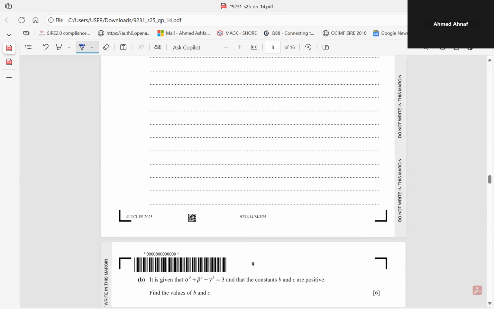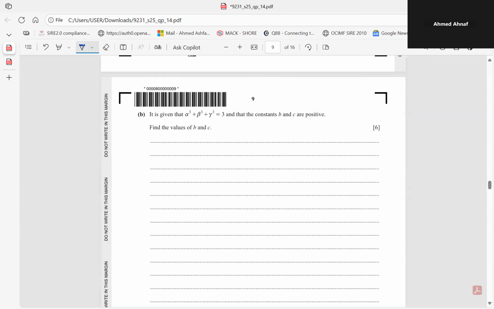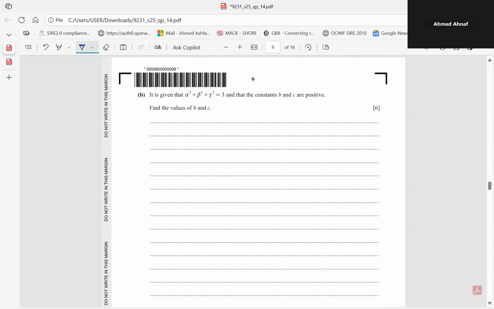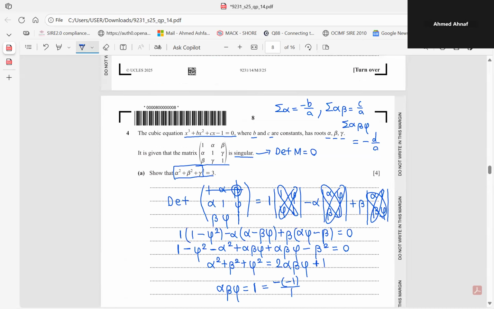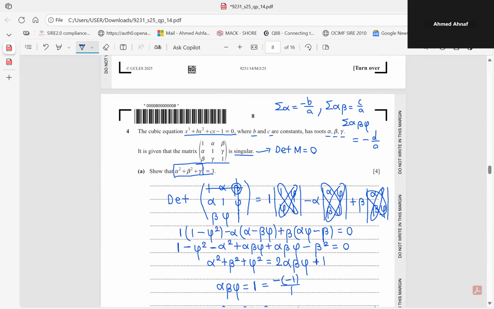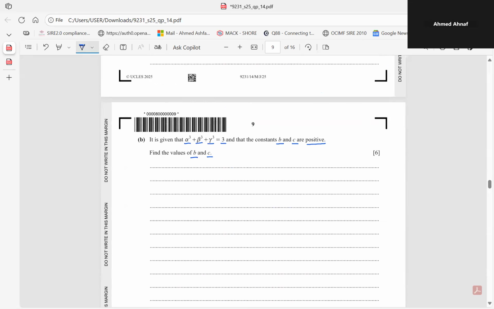Let's head on to the next part. Okay, so we're now told that alpha cubed plus beta cubed plus gamma cubed equals 3, and the constants b and c are positive. And we're supposed to find the values of b and c. To do this question, let's form equations in terms of b and c first.